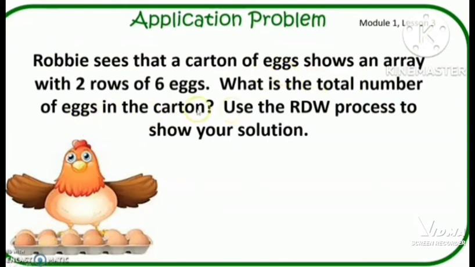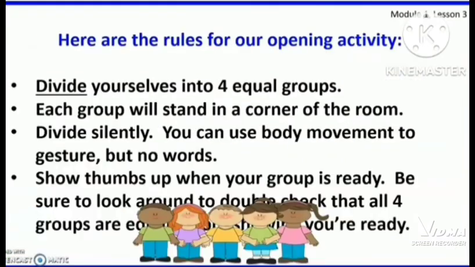And what is 2 times 6? Count the eggs. 6 in 1 row. 6 plus 6 is 12. 2 rows of 6 is 2 times 6. And when you solve 2 times 6, you are surely going to have 12 eggs. If you count all of them, you get 12. Now let us complete this activity.